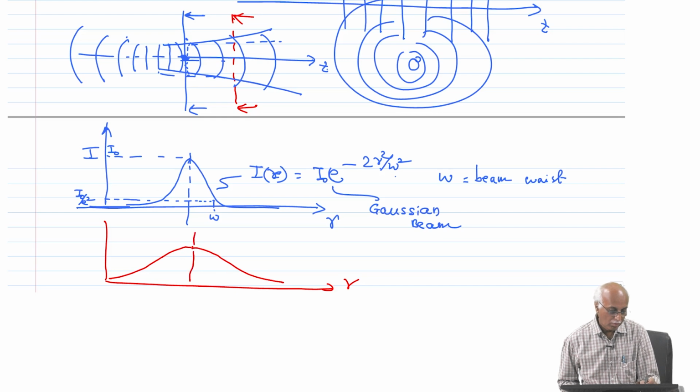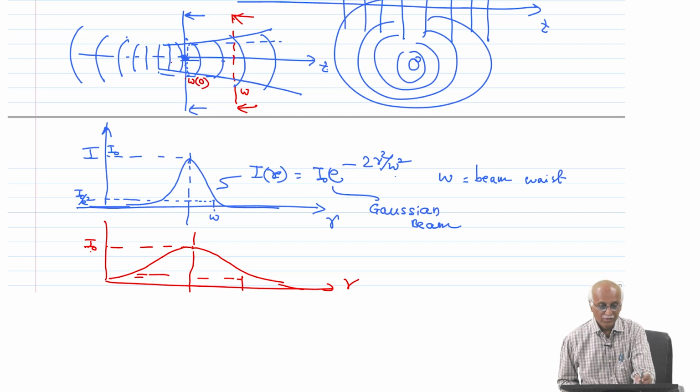So, let us say at this position the peak is I0, and the beam spot size here is w0, at z equal to 0. At some distance z, the beam spot size will become w(z), which is much wider than w0. So, as this beam propagates, divergence comes into the picture. The beam characteristics are like this.